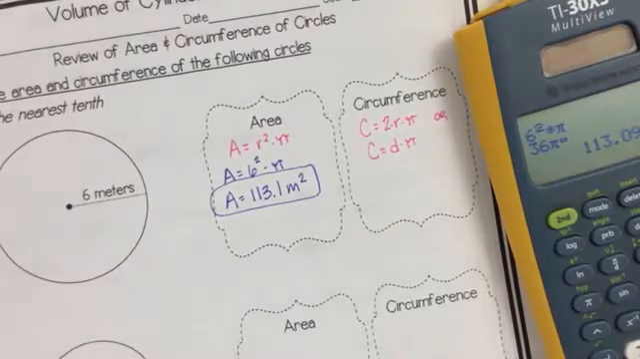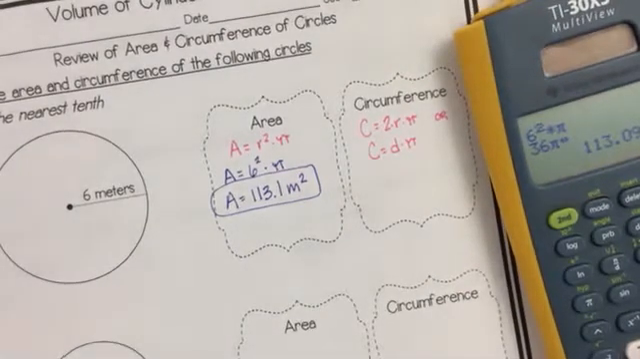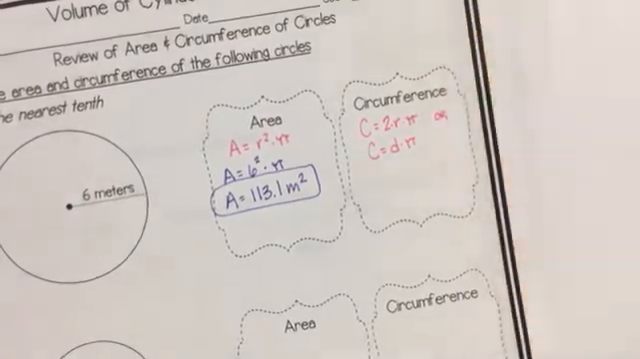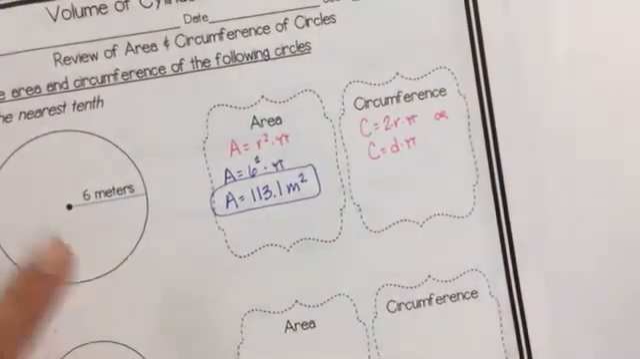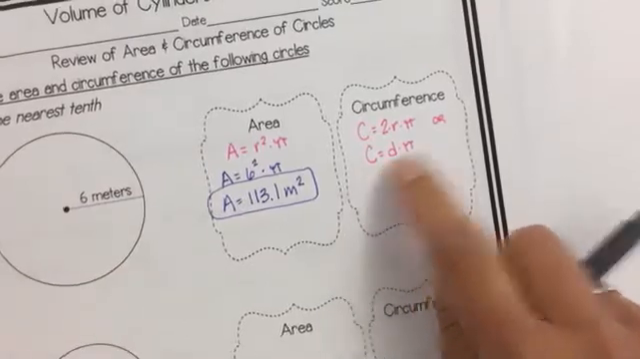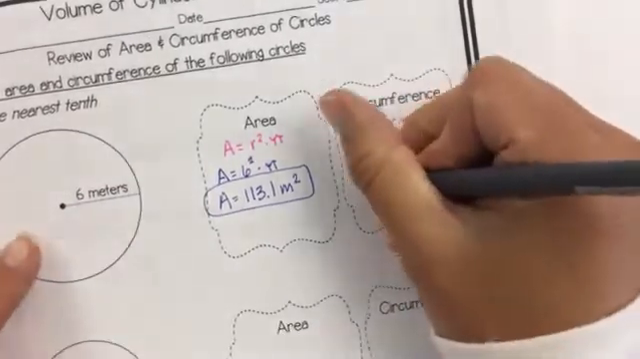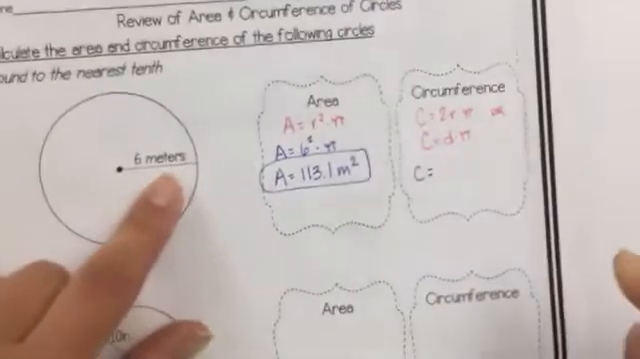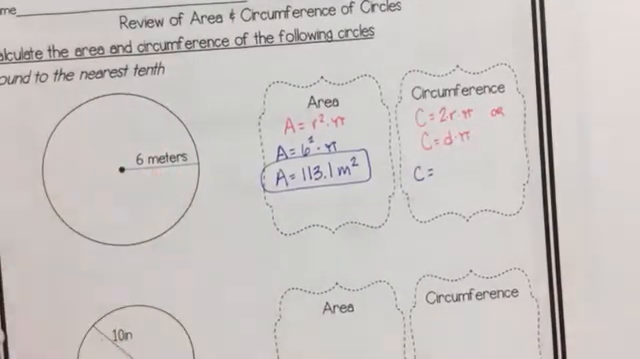Okay, any questions on that? Okay, so our next one is the circumference. It doesn't matter to me which formula you use, they're both the same. Diameter times pi is the one that I seem to remember the best, but usually I just take the radius and double it in my head.